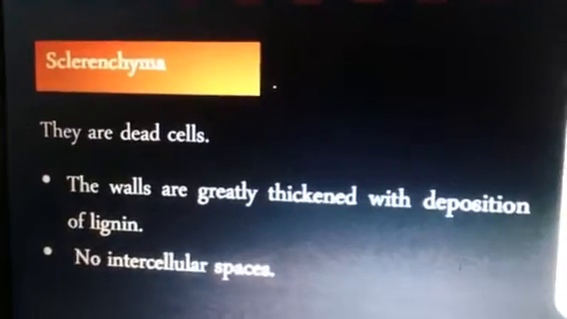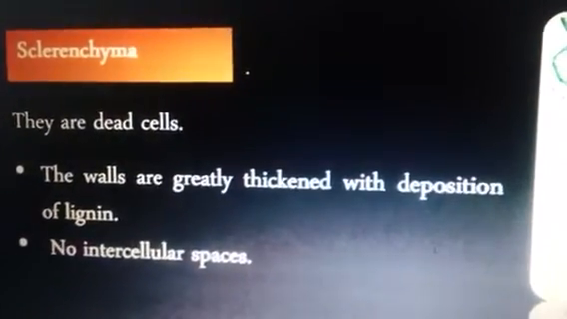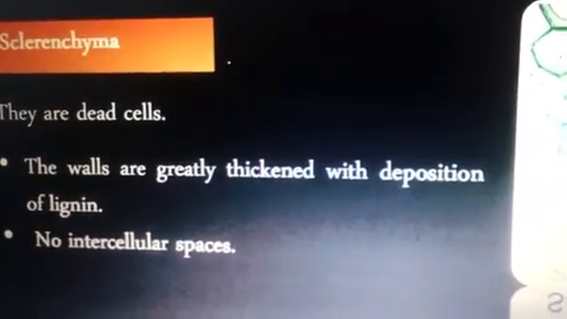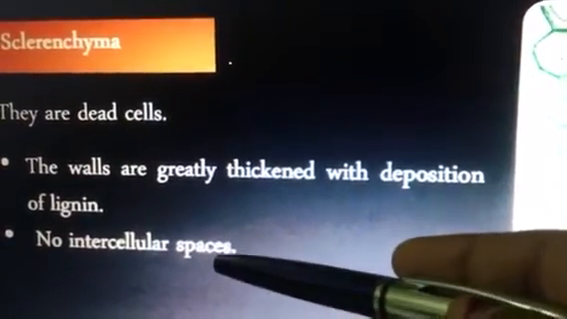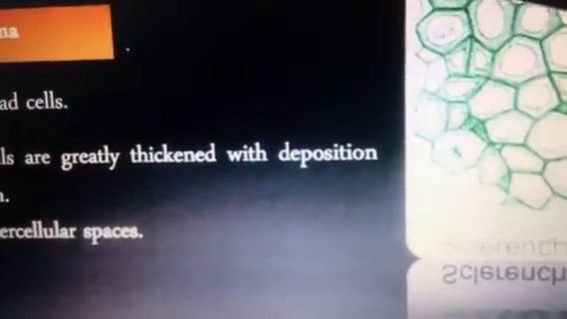Now coming over to sclerenchyma. They are dead cells. The walls are generally thickened with deposition of lignin, and there is no intercellular space. This intercellular space is missing, and the cell walls are very much thickened. You can see the dark lines here. These are the sclerenchyma, and sclerenchyma is usually not living, but there are more components to it. The two components of sclerenchyma are sclereids and fibers.